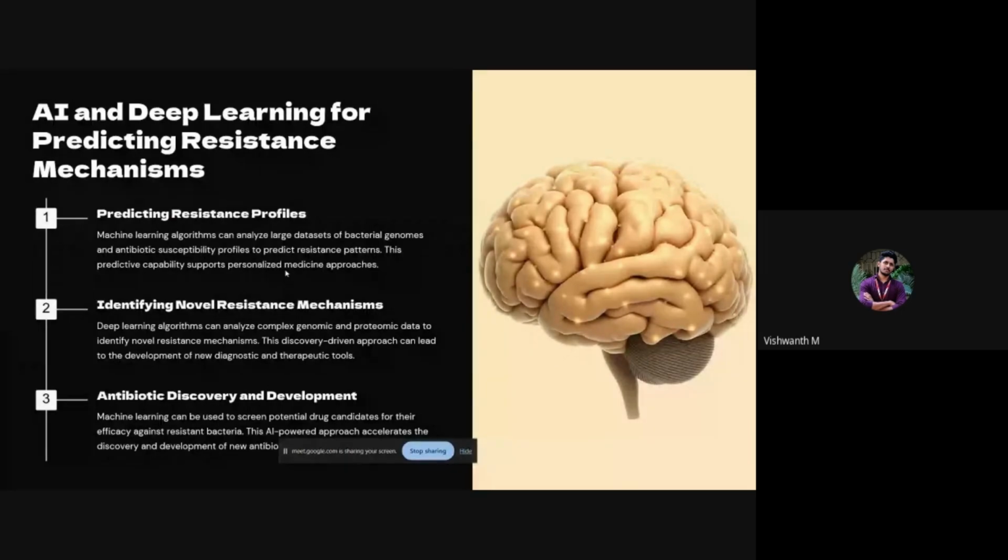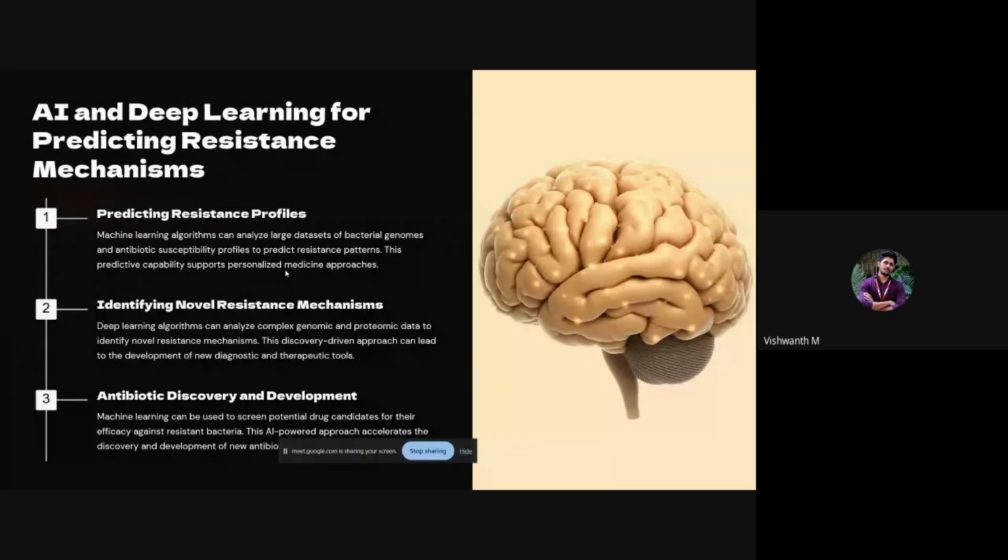So, what is the role of AI in AMR research? Predicting resistant profiles. The artificial intelligence can analyze genomic and clinical data to predict bacterial resistance, aiding in personalized medicine. This word personalized medicine is blooming as days go by. What is personalized medicine? According to a patient, concentrating entirely on that particular patient's genome, taking his or her genome, analyzing it and giving what he or she exactly needs is personalized medicine. Okay. And the second one is identifying novel mechanisms.